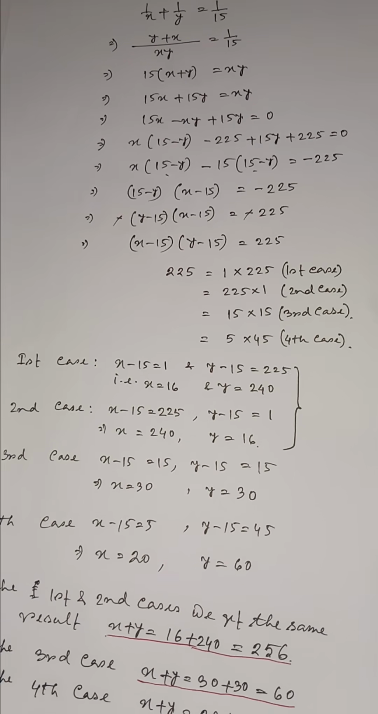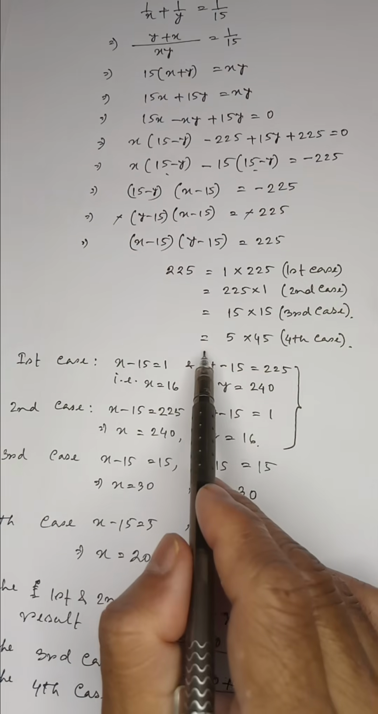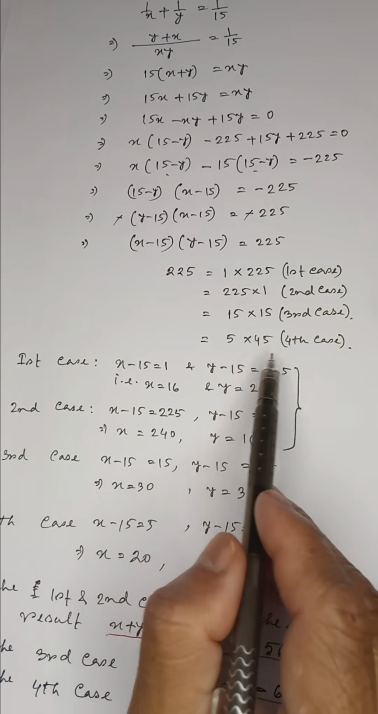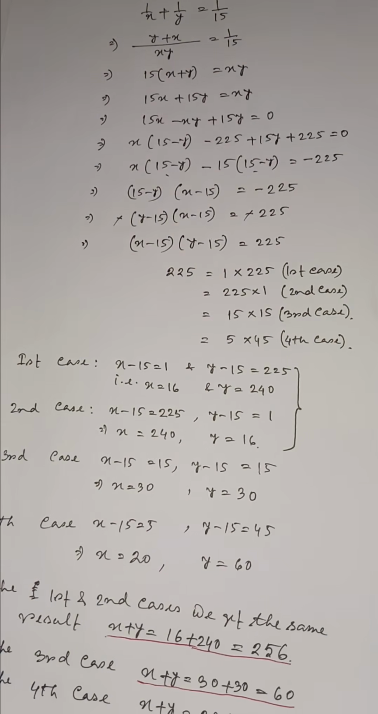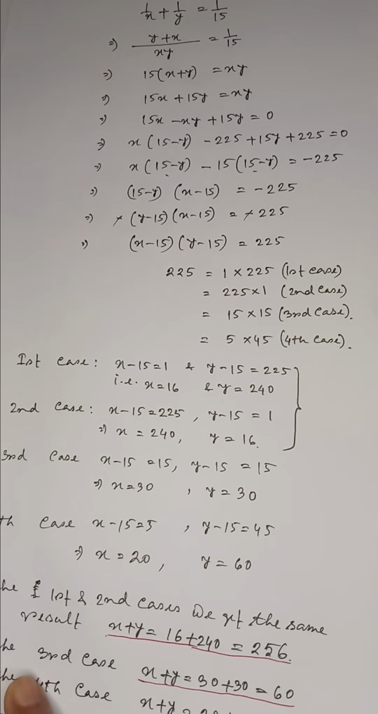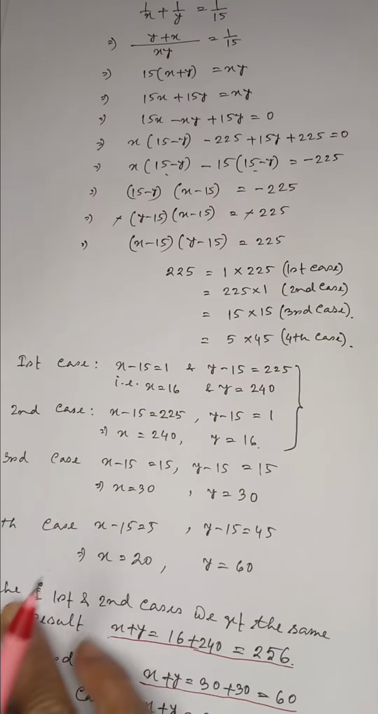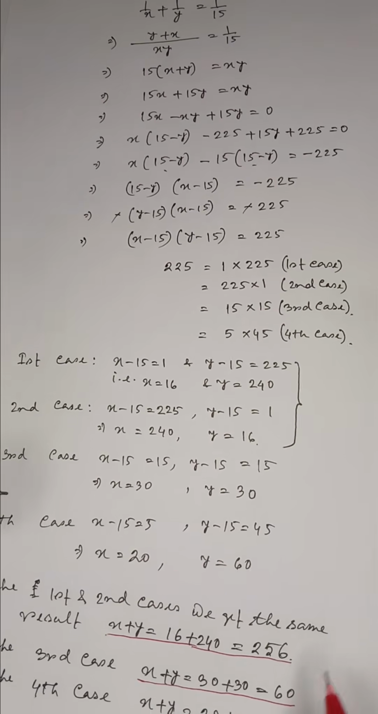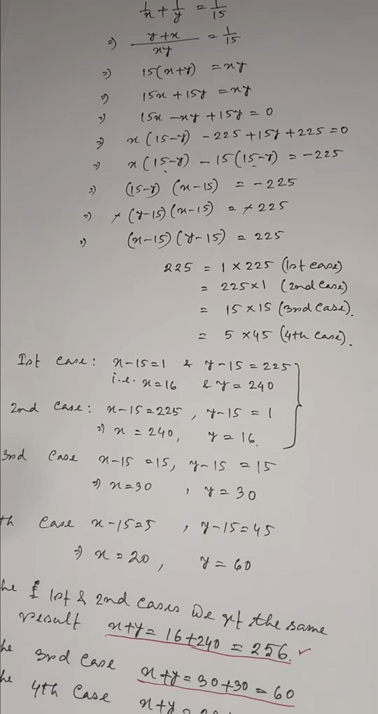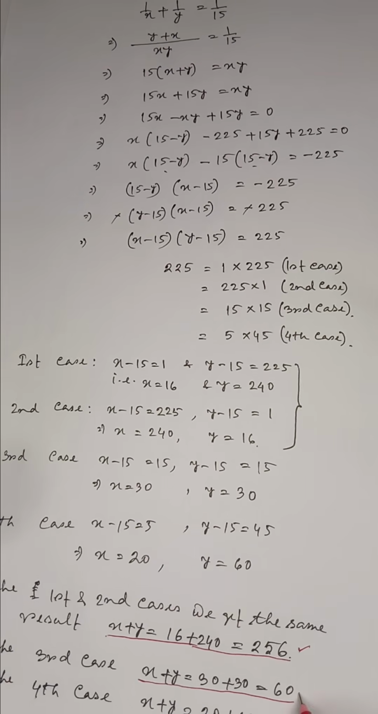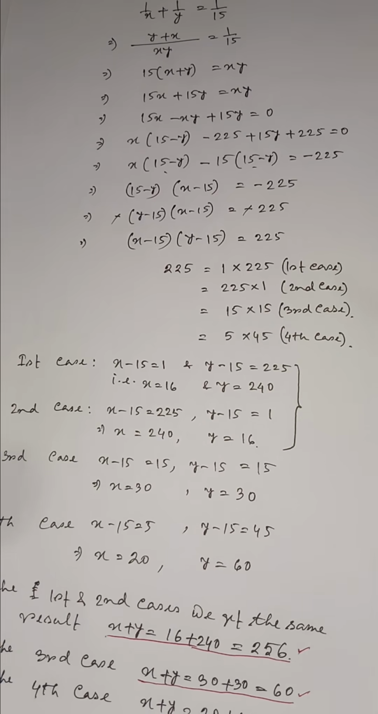If we take here 45 into 5, then we get the same result, 80. Then the required result is x plus y equal to 256, x plus y equal to 60 and x plus y equal to 80.